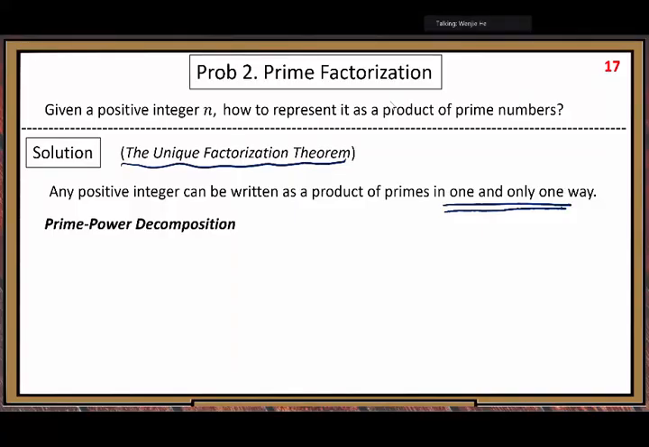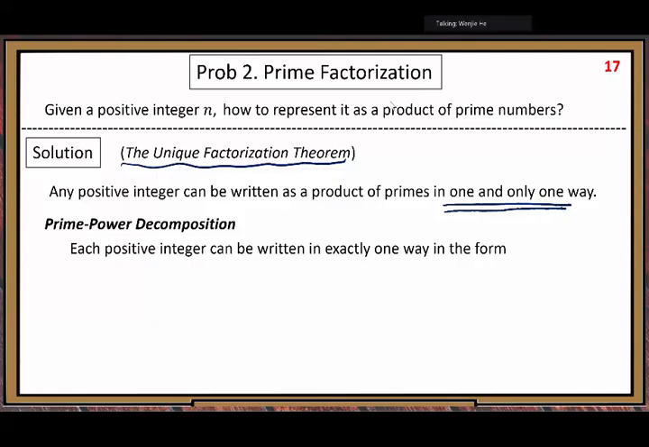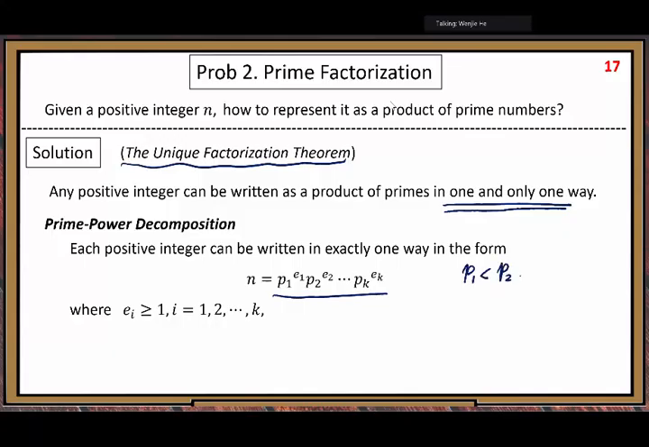We call it prime power decomposition. Each positive integer can be written in exactly one way in this specific form: P1 to the E1 times P2 to the E2, and so on. The base numbers, P1, P2, are prime numbers, and we arrange the prime factors in ascending order.